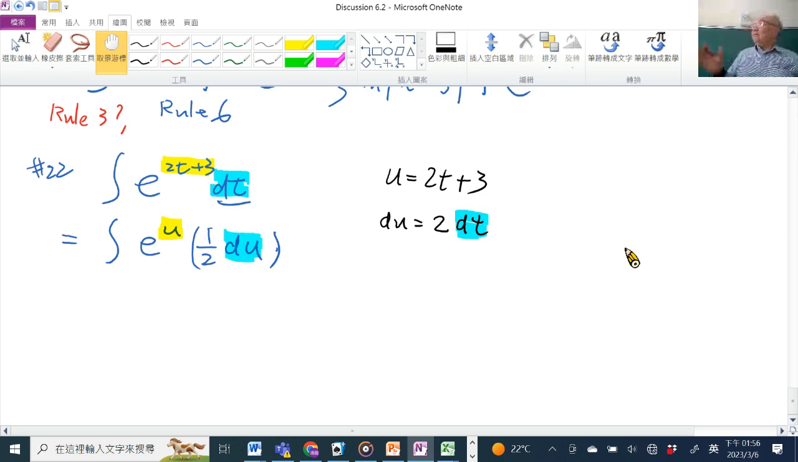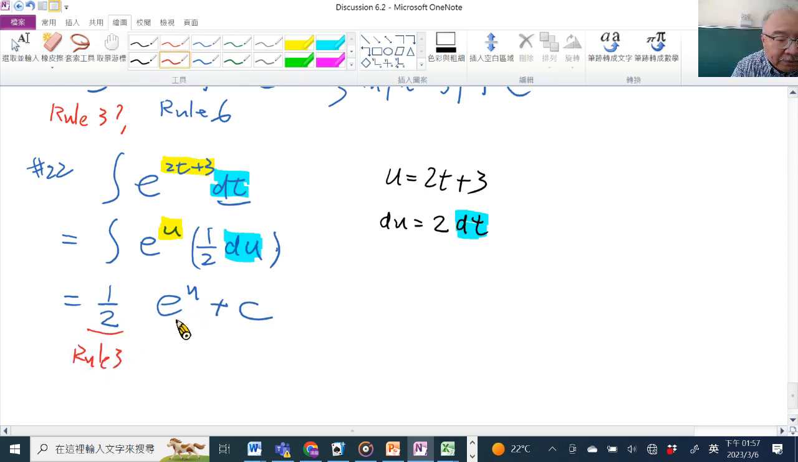Now the integration includes only the variable u and happens to be applicable by the basic rules, including the constant coefficient 1/2 to the front, and e to the power u, that's the rule number, I believe this is rule number 3, and this is rule number 5, right? Exponential rule, right?